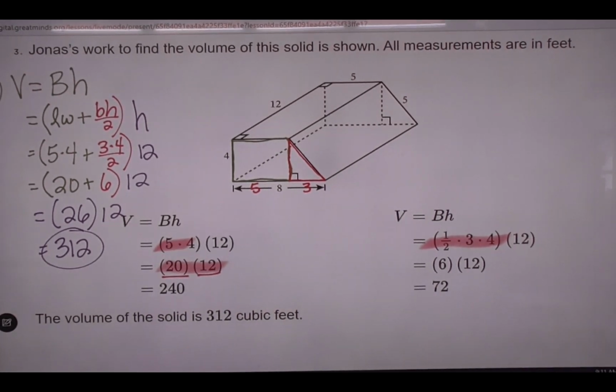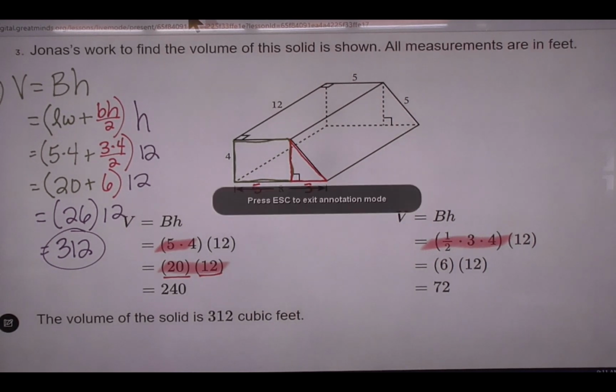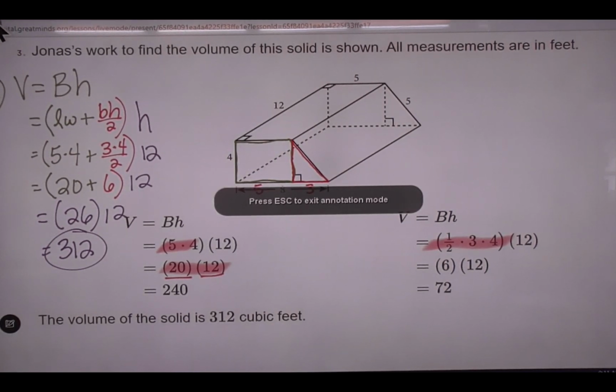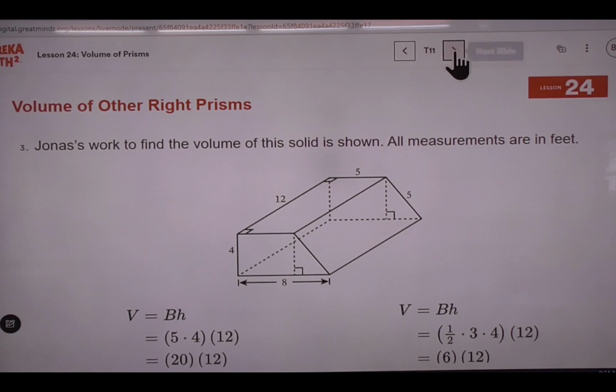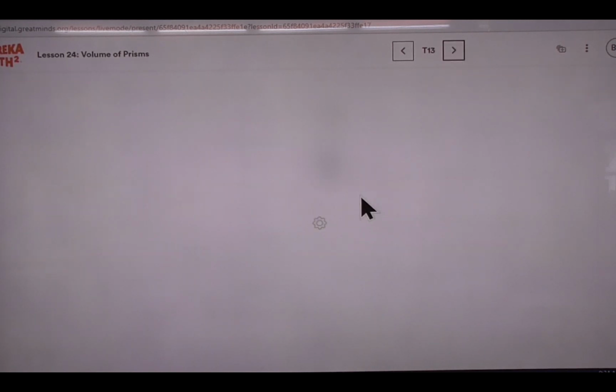Okay, all right, so we looked at 4, 5, and 6. Let's go ahead and take a look at them, see how they should have been worked out in case you're having problems with it.